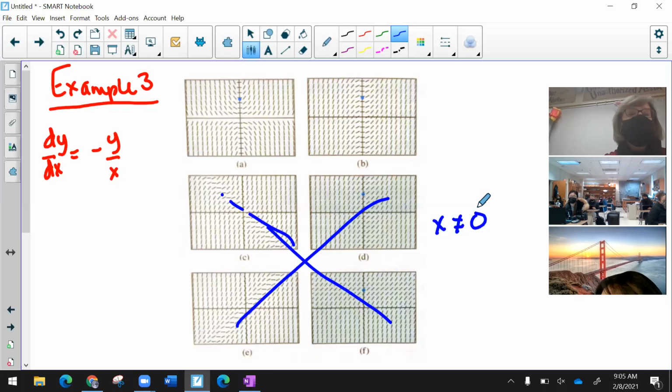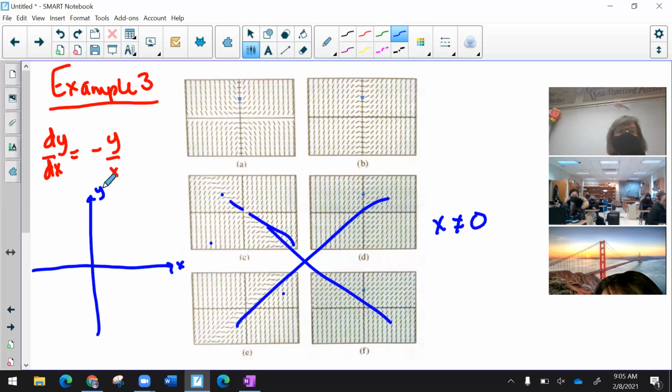Okay, so let's talk about that whole quadrant thing. That was one of the big ways I was going to go through this. So when in quadrant 1, when x and y are both positive, what do we know about the slope? It's going to be negative. It's going to be less than 0, so it's going to look like this.